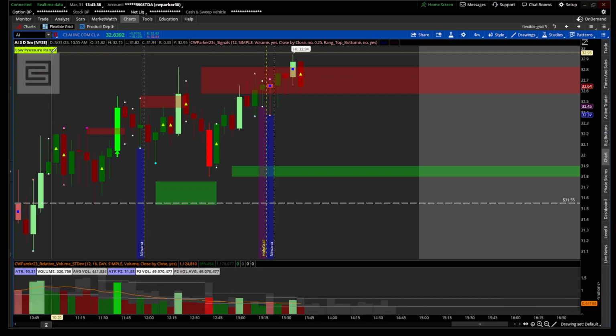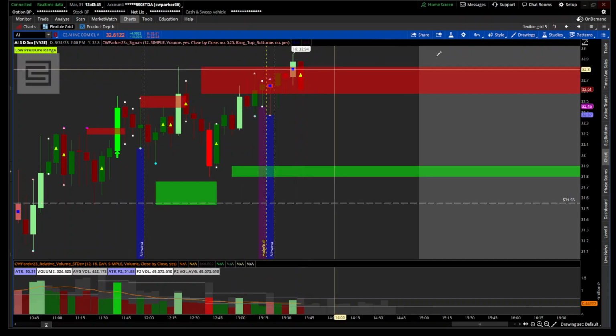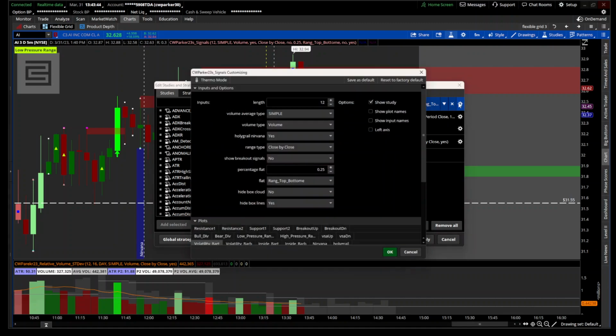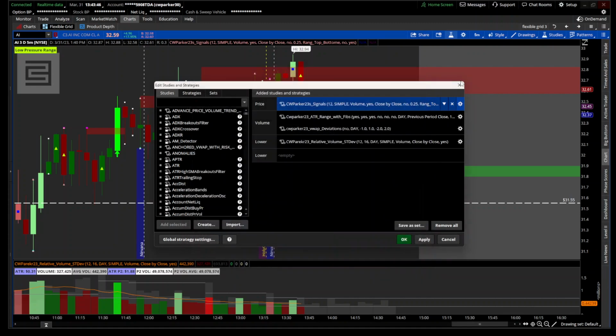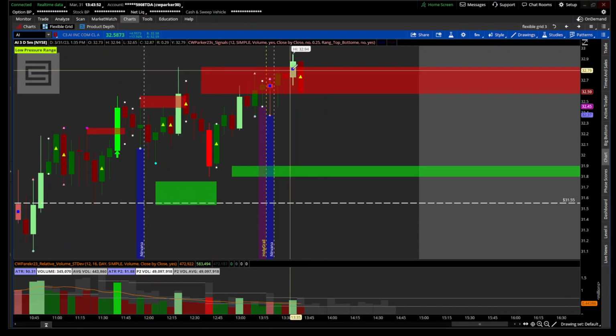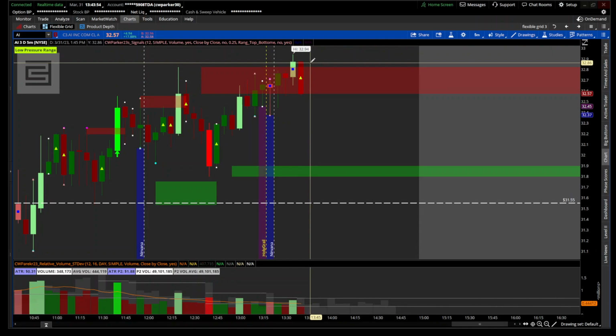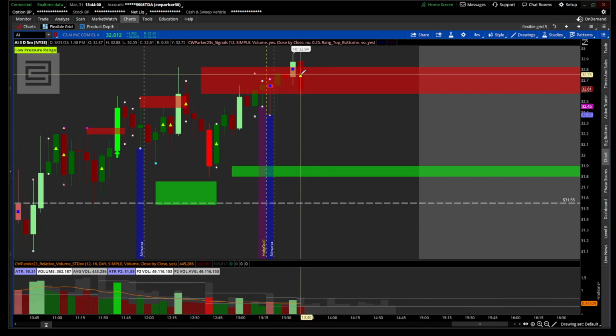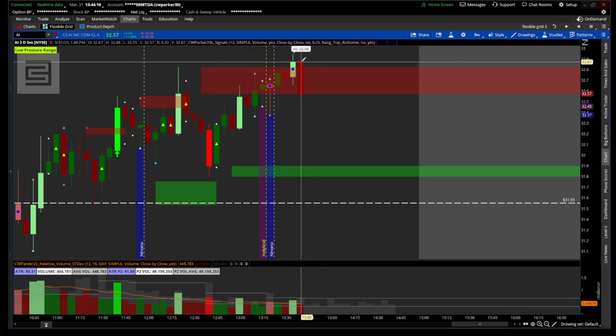So right now it has a low pressure range. Right now I have it set for the ranges close by close, so it's the difference between the closing prices. So right now this is a low pressure range. Let me slow down. This triangle represents the range between the 2 closes right now because I have it set for close by close. Right now this triangle is telling us the range between closes is greater than it has been on average, but the volume is lower than average.